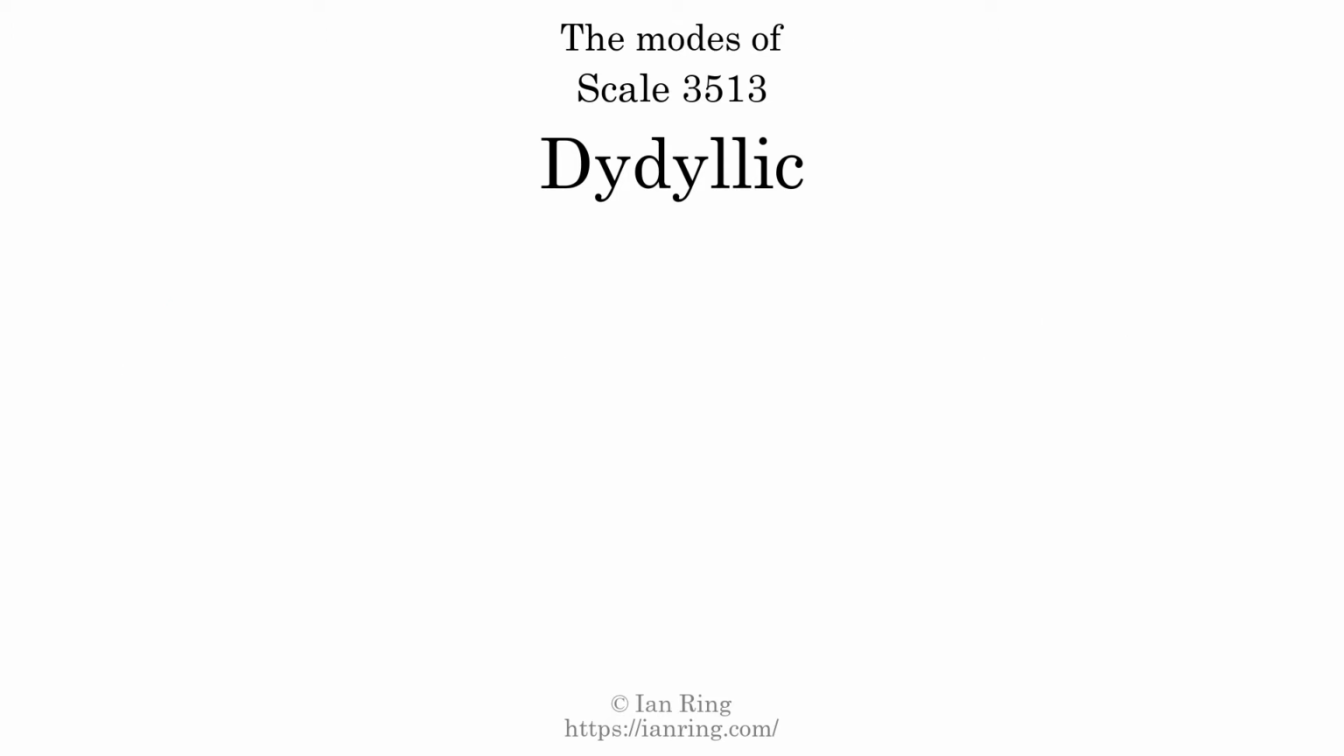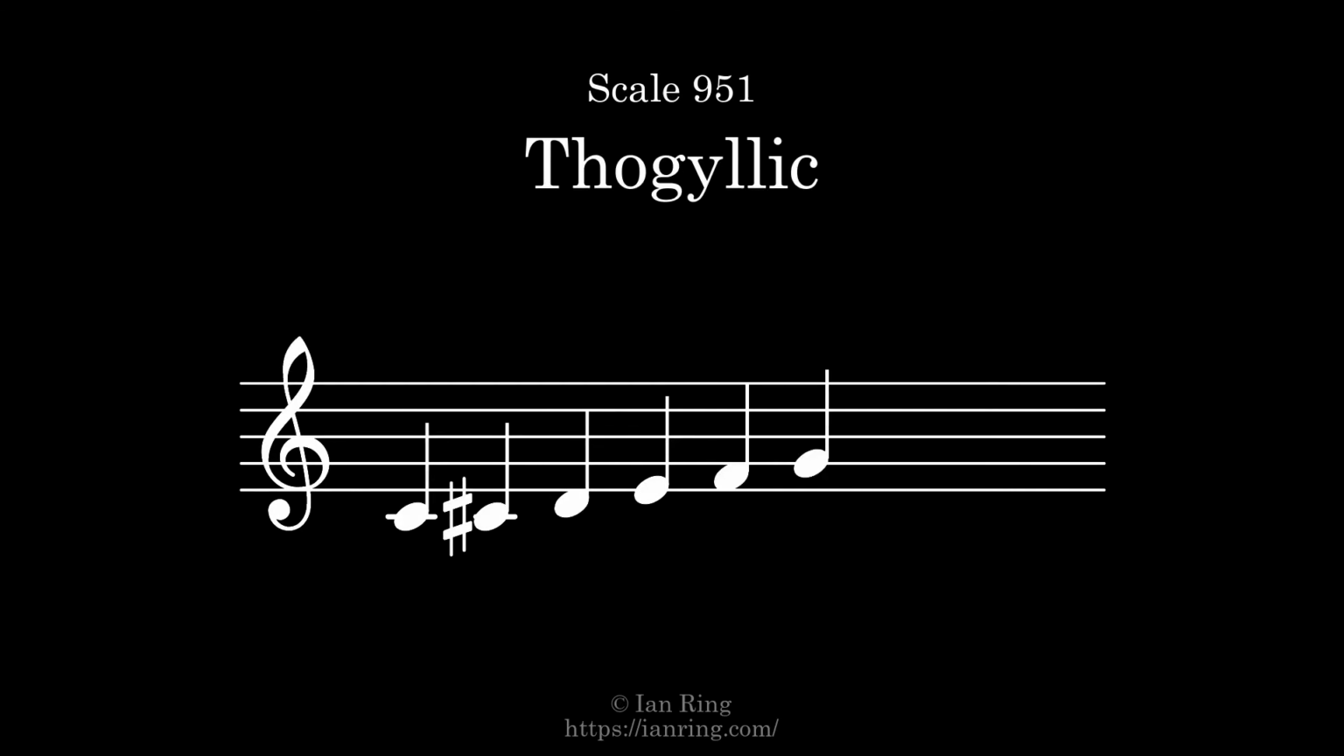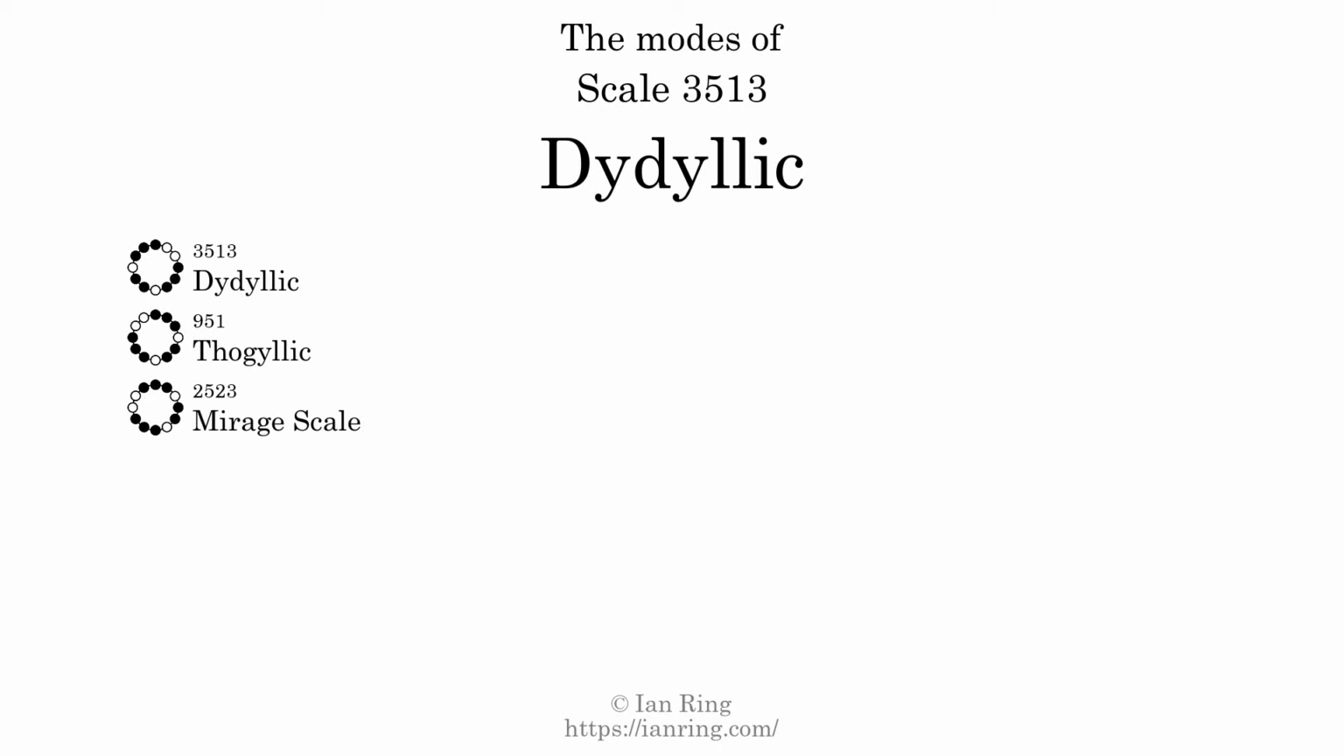This scale has 8 modes. The first mode is itself. The second mode is scale 951, also known as Dydyllic. It sounds like this. The third mode is scale 2523, also known as mirage scale. It sounds like this.